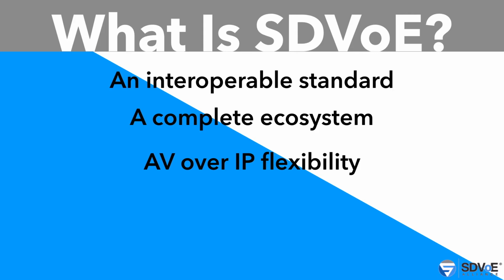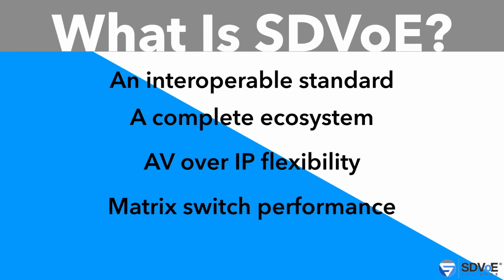So then we're delivering AV over IP flexibility because that's our architecture, but because we leverage 10 gigabit Ethernet and we use the least compression possible, in fact, most of the time we use zero compression, we're actually able to deliver the same performance that your matrix switch gave you, right? So that's why we call SDVoE the matrix transformed.